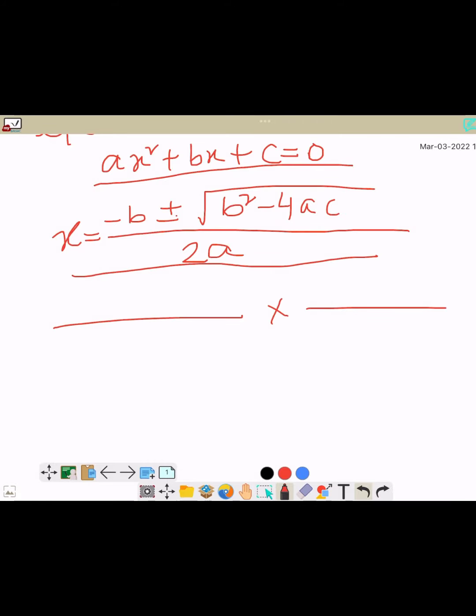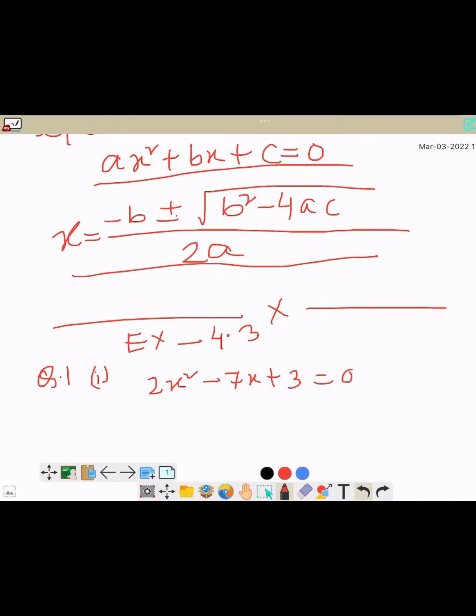Today we will do a simple example question, that is example number 4.3, question number 1. Today we will do the first one. It is twice x square minus 7x plus 3 is equal to 0.